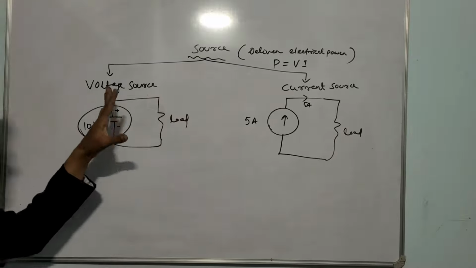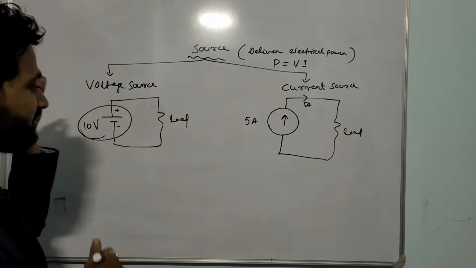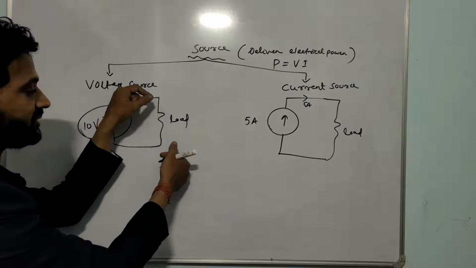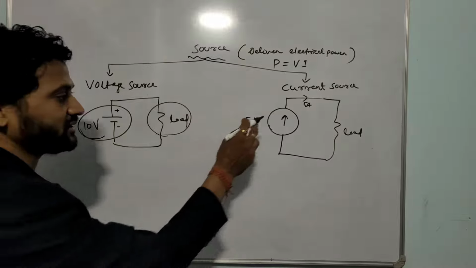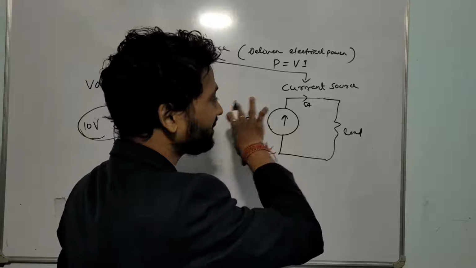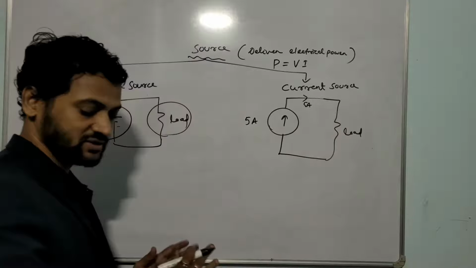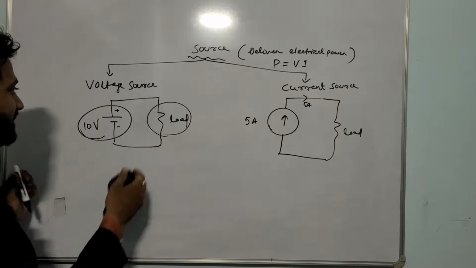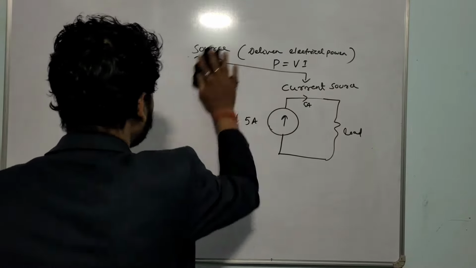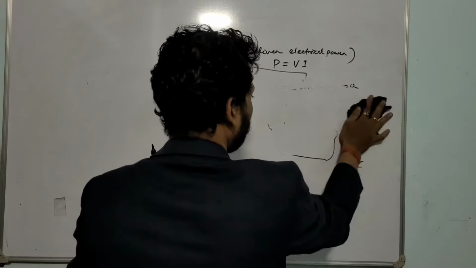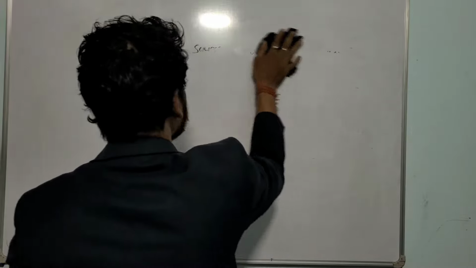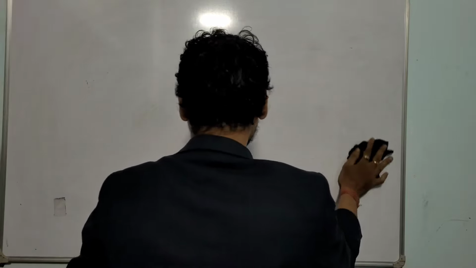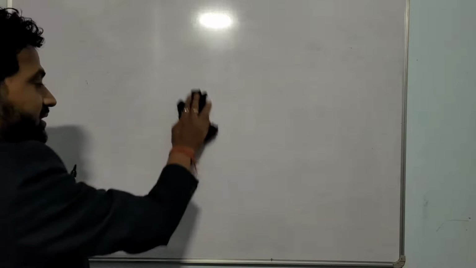So ये definition. Again I repeat, voltage source क्या है? The source which will able to deliver a potential difference to the load. And current source क्या है? Which will able to deliver a current to the load. That is the basic difference between current source and voltage source. So next, voltage source are two types: ideal voltage source and practical voltage source. Current source also two types: ideal current source and practical current source.